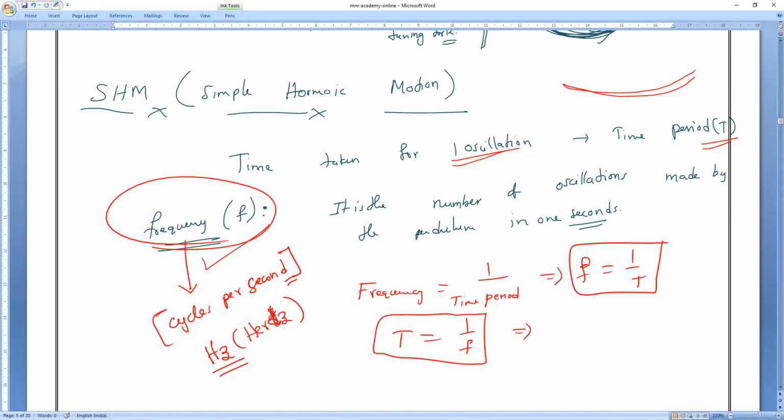Hertz is spelled H-E-R-T-Z. Unit of frequency. What do you mean by Hertz? Anybody? Cycles per second. Cycles means oscillations. Oscillations per second. That is Hertz. Okay.